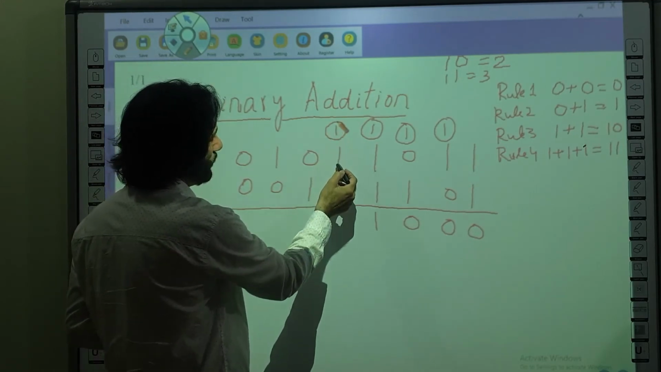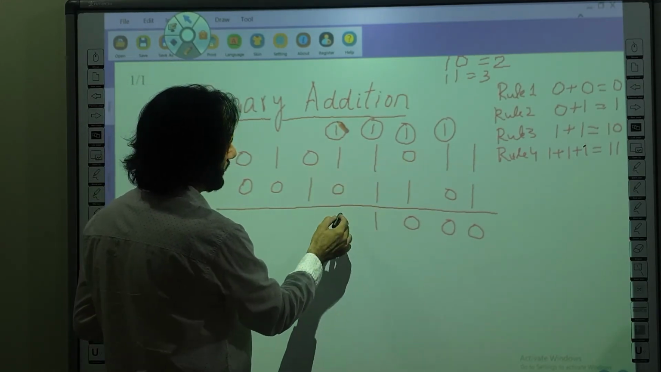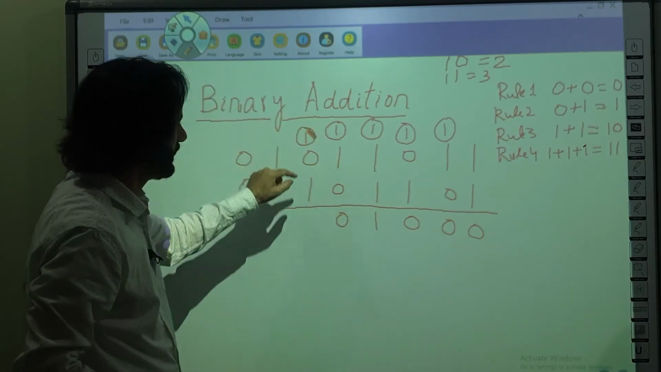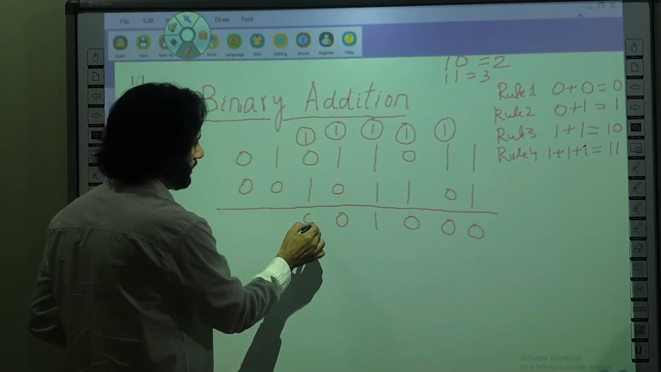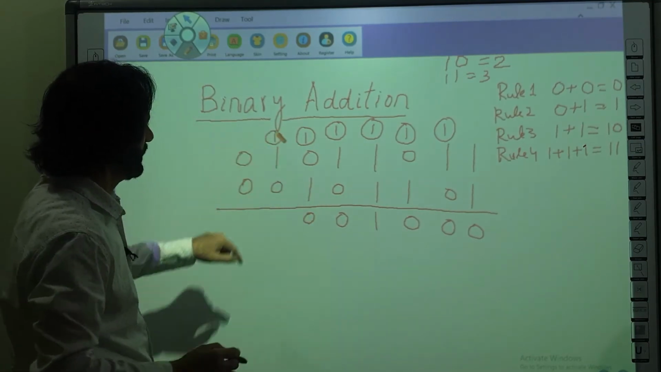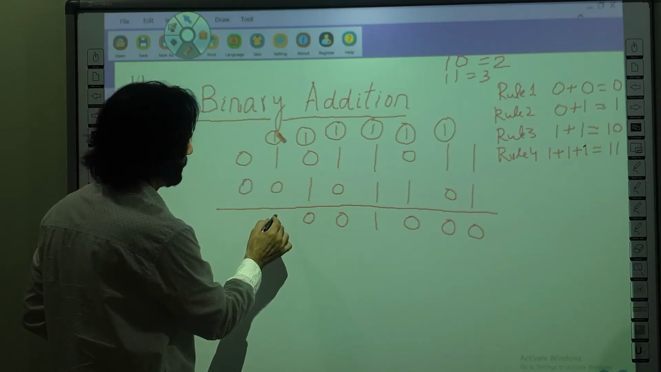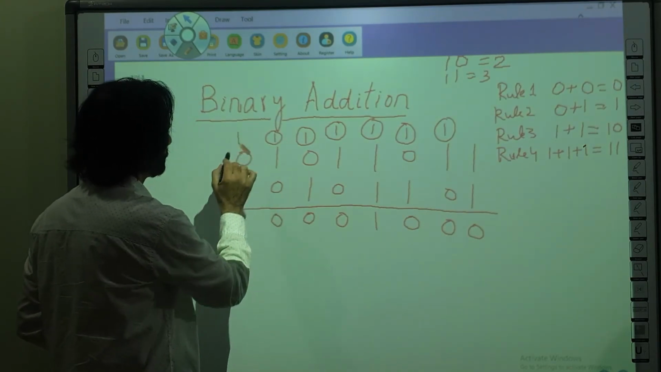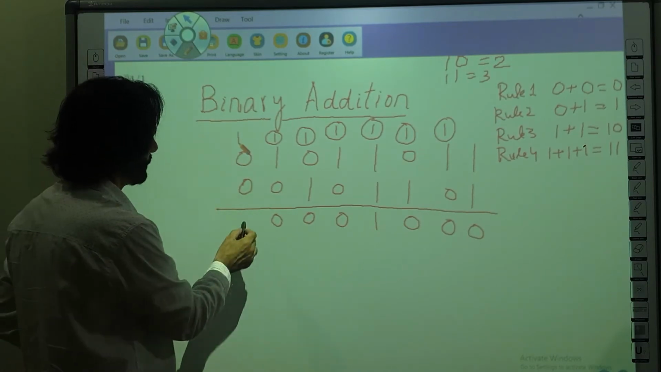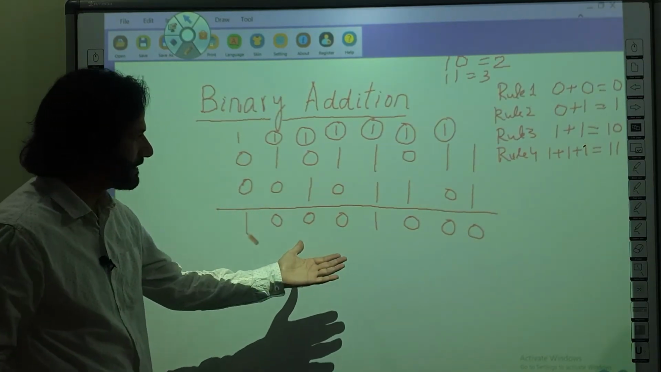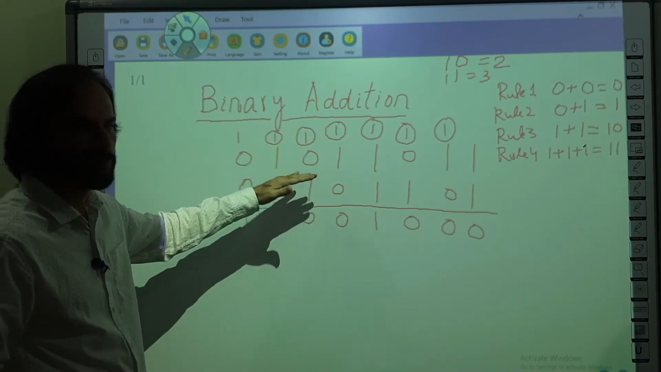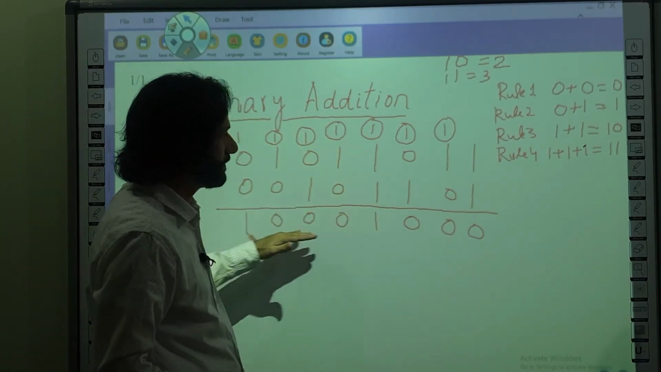Now again 1 1, rule number 3. So we will place 0, 1 will be carry. Again add these two ones, we will place 0, 1 will be carry. Again the same rule, so rule number 3 is being applied. So here 1 plus 0 plus 0, the answer will be 1. So this is the answer of these two binary numbers. When we add these two binary numbers, we get this answer.